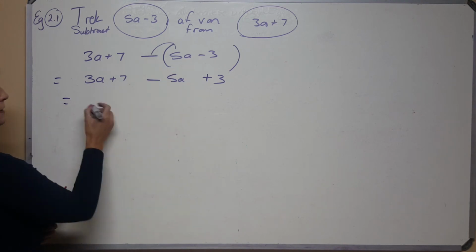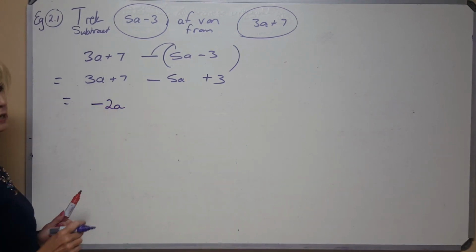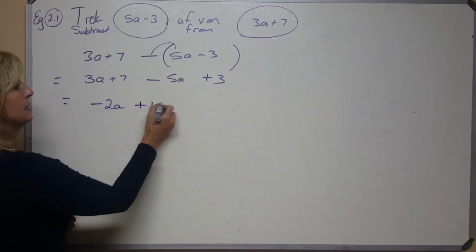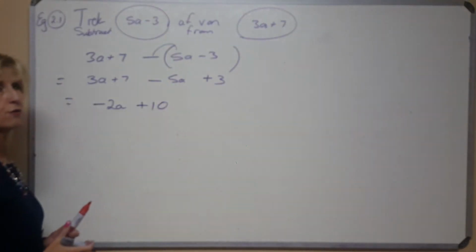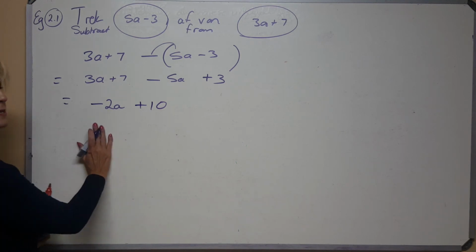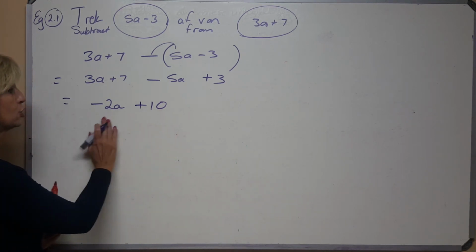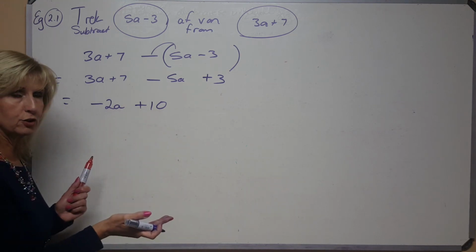3 minus 5 is minus 2a. Tel die koëffisiënte bymekaar, en die konstant is 3 en 7 gee vir my 10. The constant numbers, 3 and 7 gives me 10. And this answer is a two-term answer, a binomial answer. Hierdie antwoord is 'n twee-term antwoord, jy kan niks verder aan dit doen nie.